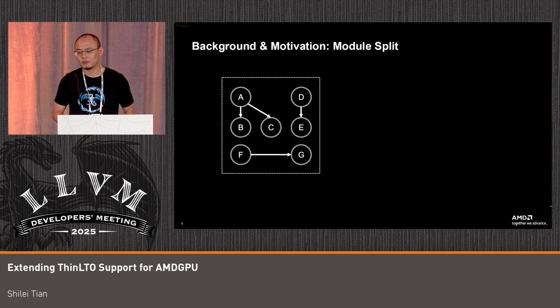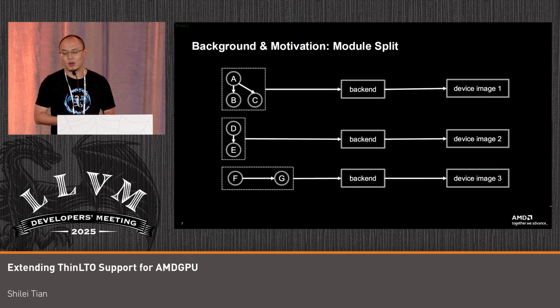So we have come up with some solutions to speed up the compilation, and one is module split. Here I'm going to use this call graph to demonstrate the idea. We have some circles here representing the functions, and some arrows representing the function calls. This call graph can be split into three strongly connected components, or SCCs. And since each SCC is self-contained, we can just run the middle end and back end in parallel to finish the compilation.